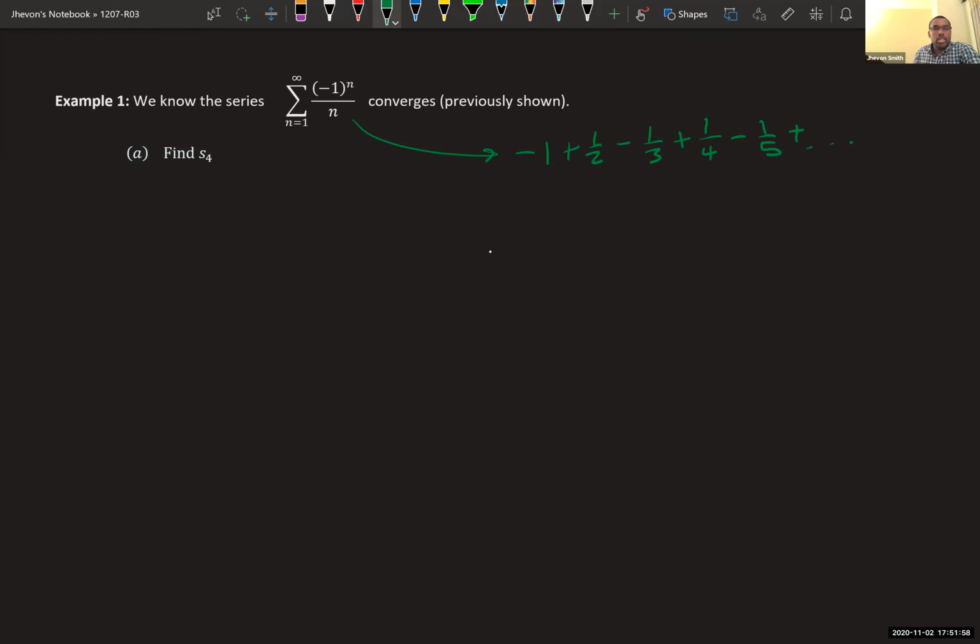So that's the series. Now I want S4. S4 is just the sum of the first 4 terms. You don't have to write this down, it should be clear. But this is just minus a1 plus a2 minus a3 plus a4, where I'm thinking of a_n as 1 over n.